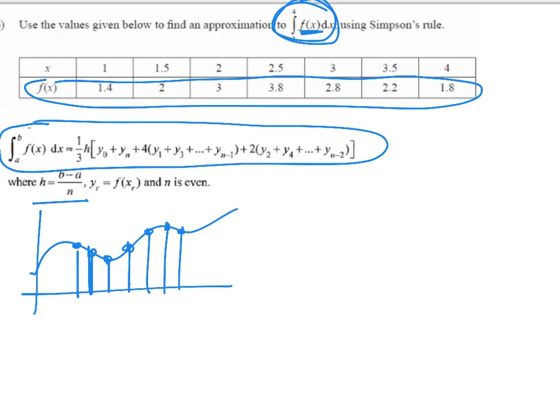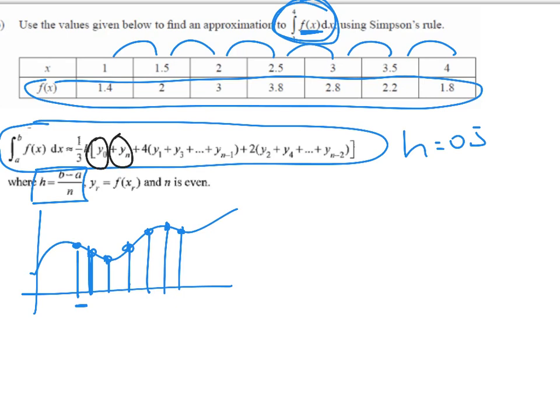h here is my gap between values. So in this case, h is going to be 0.5. So it's the jump here. It has to be regular, and we can see that's going up in 0.5s. Then I'm going to substitute in. Now, these two are my end values. These are my odd-numbered y values, and these are my evens. So it goes like this.